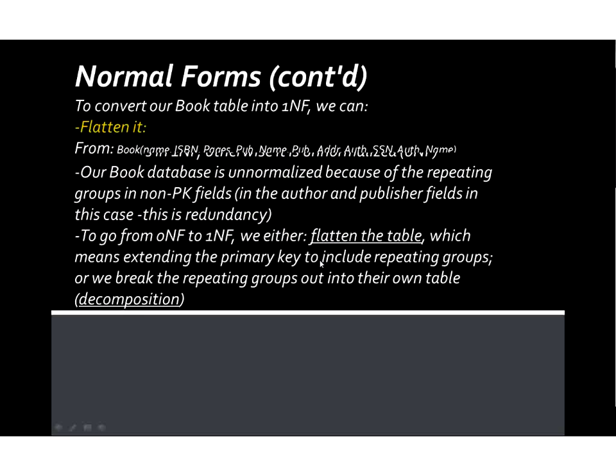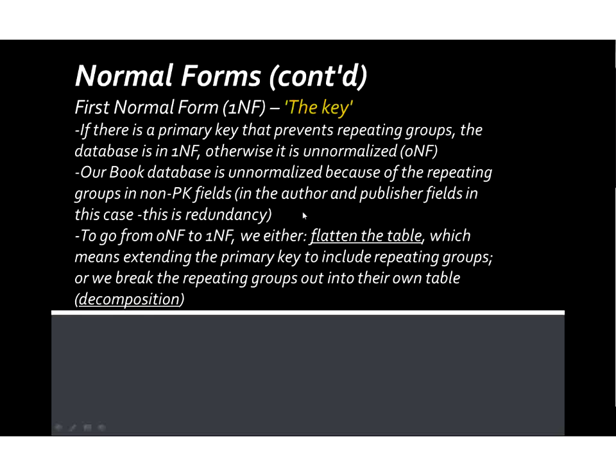And yeah, that's an example of redundancy. There are two techniques to go from unnormalized to first normal form. We can either flatten the table, which means including all the repeating groups in the primary key. If you think about that, that will prevent this problem.